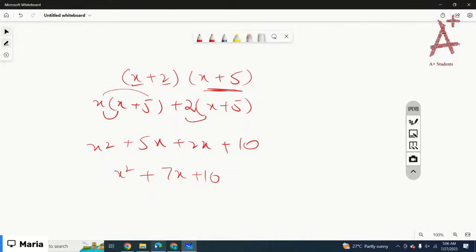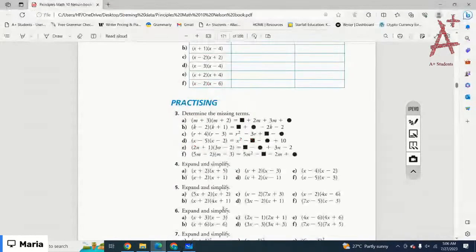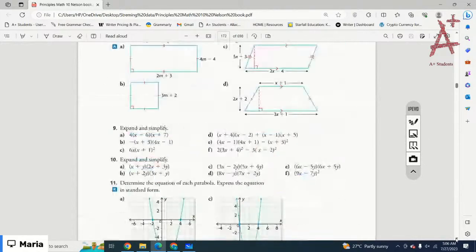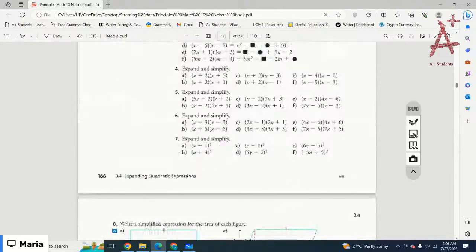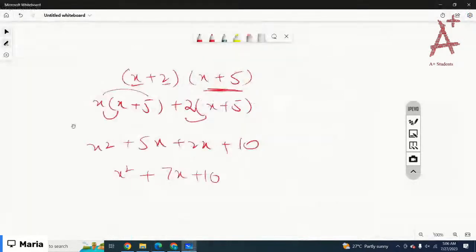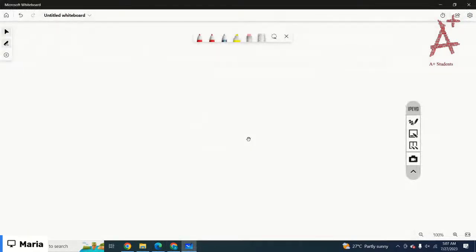Okay, the next one is expand and simplify. Question number 5. 5x plus 2 times x plus 2. So you have to do the same thing here. You have to apply the distributive property.